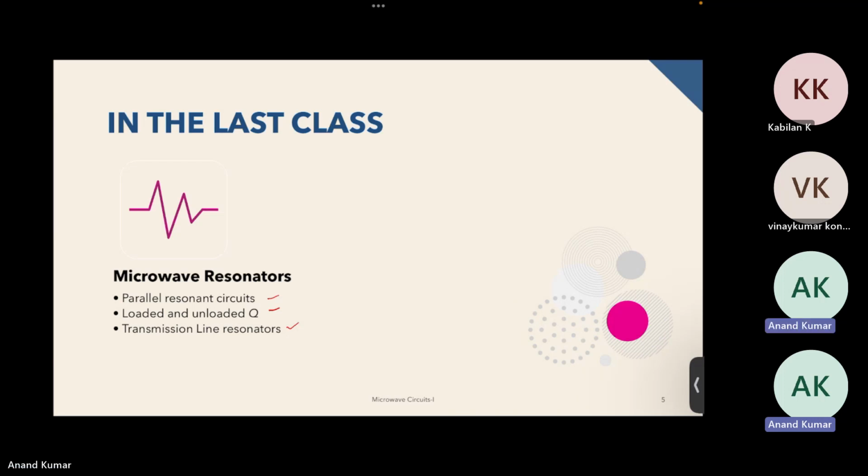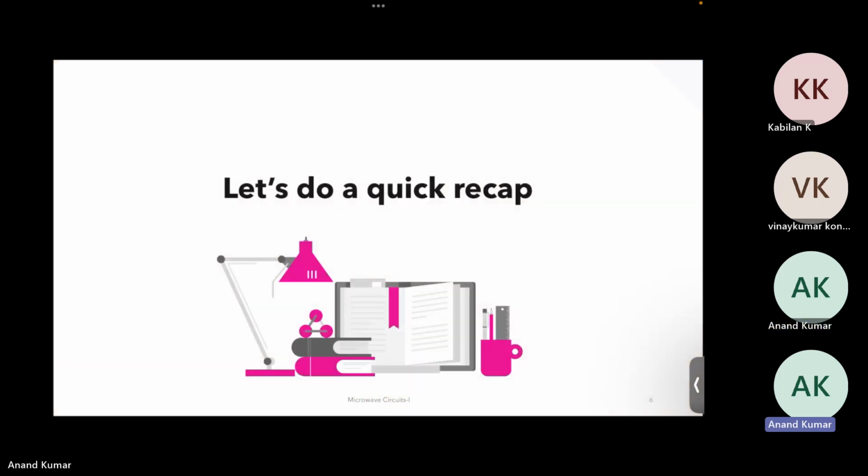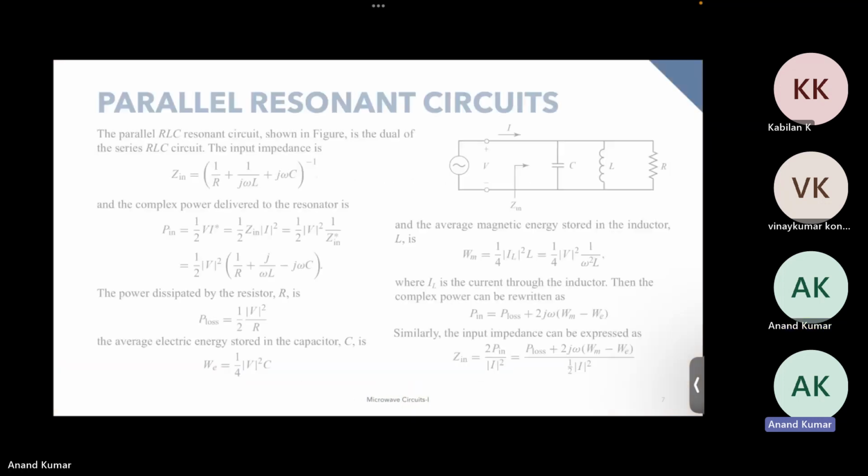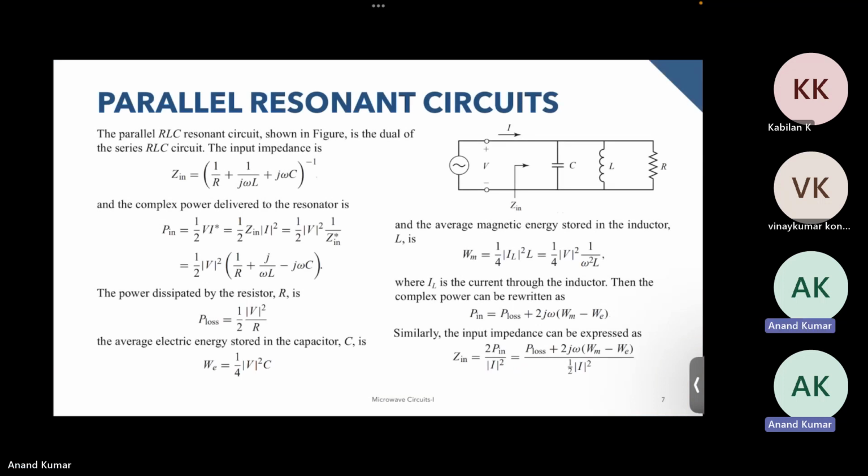In the last class we were doing microwave resonators, and we'll do a quick revision now. So we looked at the parallel resonant circuits. The class before the previous class, we looked at the series RLC circuit, and the last class we looked at the parallel RLC circuit. So we have the RLC in parallel over here, and the Z input is calculated by using this expression.